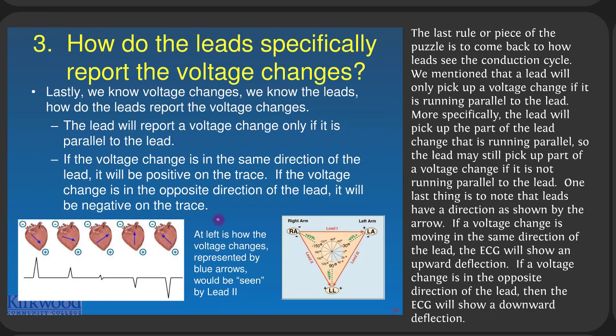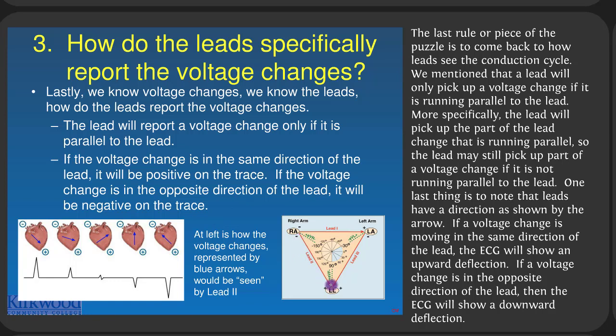The last rule, or piece of the puzzle, is to come back to how leads see the conduction cycle. We mentioned that a lead will only pick up a voltage change if it's running parallel to the lead. More specifically, the lead will pick up the part of the voltage change that is running parallel. So the lead may still pick up part of a voltage change if it's not running exactly parallel to the lead. One last thing to note is that leads have a direction, as shown by the arrow.